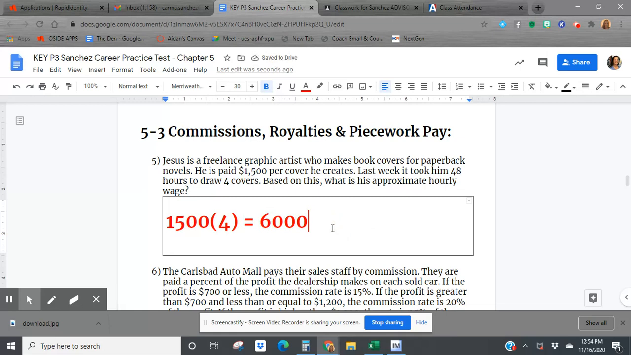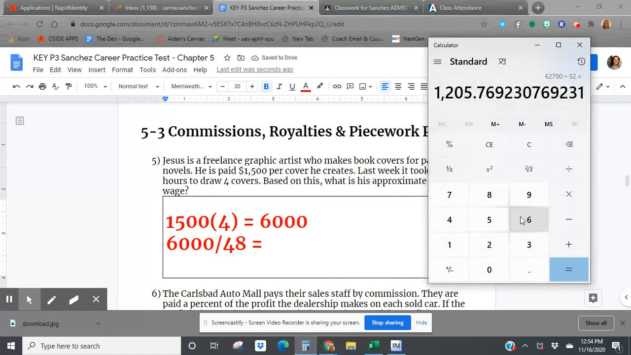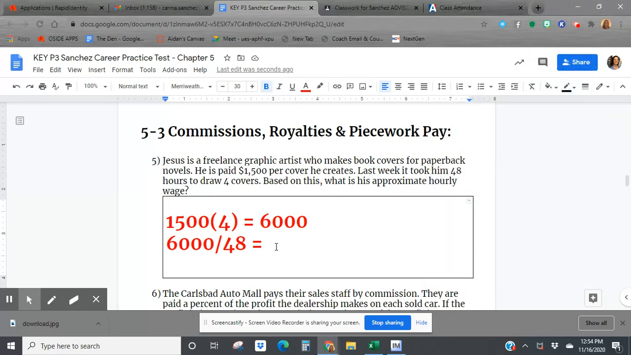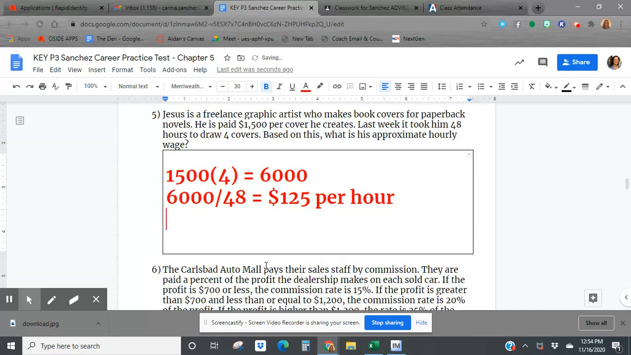And then last week, it took him 48 hours to make that. So 6,000 in pay divided by 48. That gives us $125 an hour. Not bad, right? If you get paid per cover, that's piecework pay.